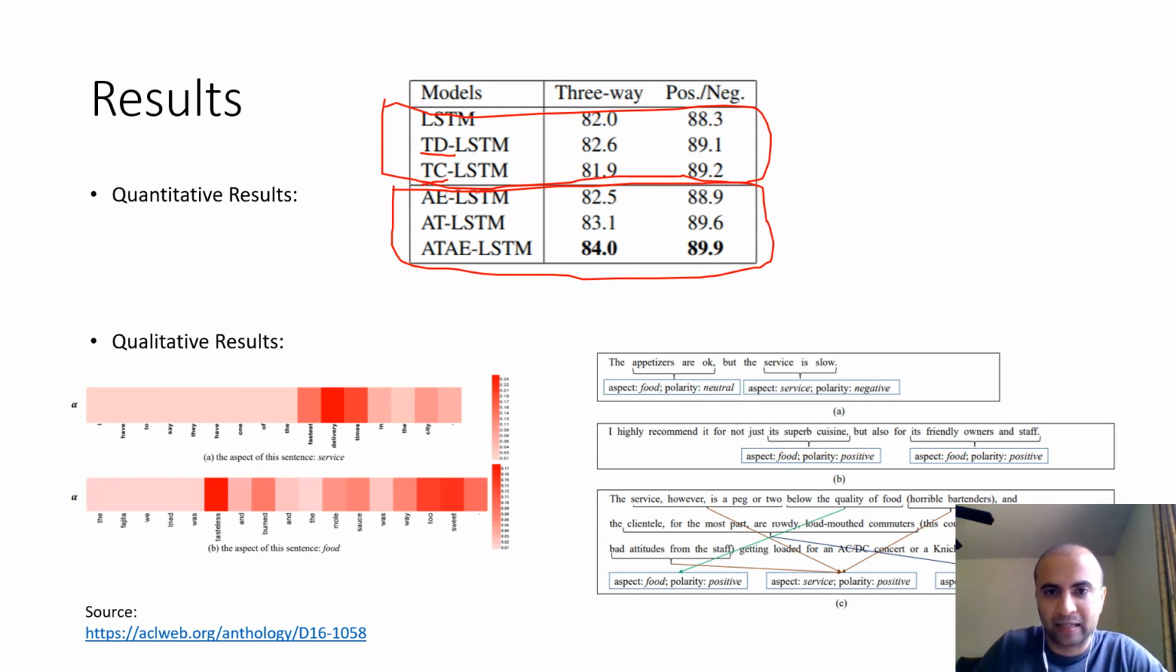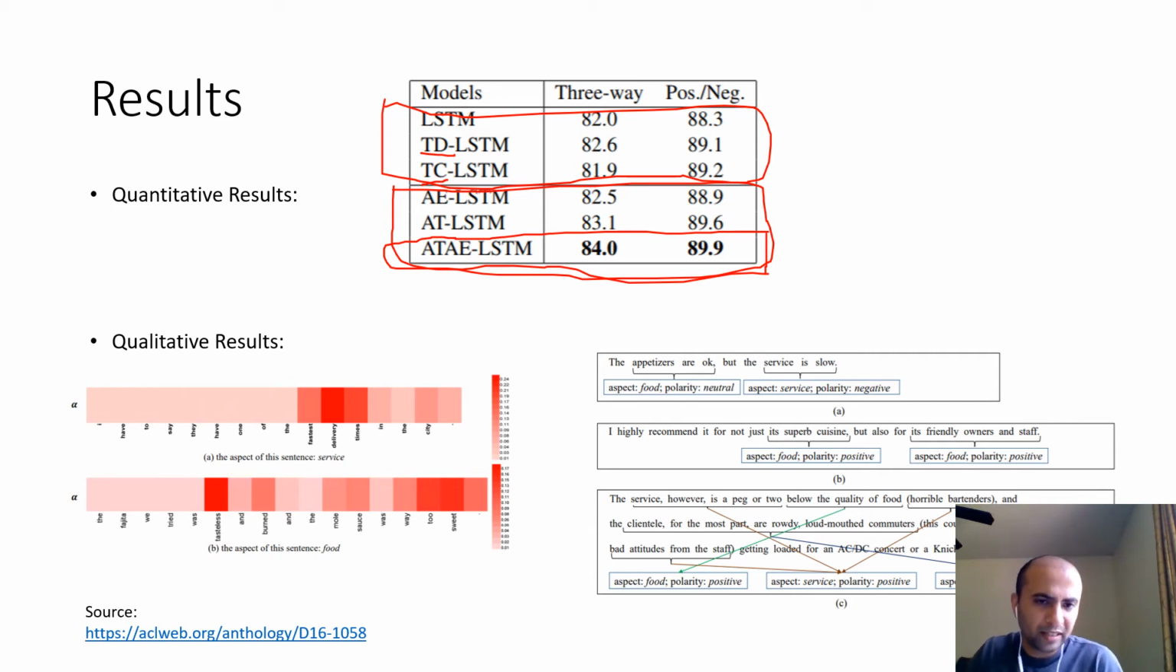Clearly we can see that the three models proposed by these authors have a better performance, and as is predicted, a larger network learns better and performs better. So we see that the ATAE LSTM, which is aspect embedded LSTM, works better.